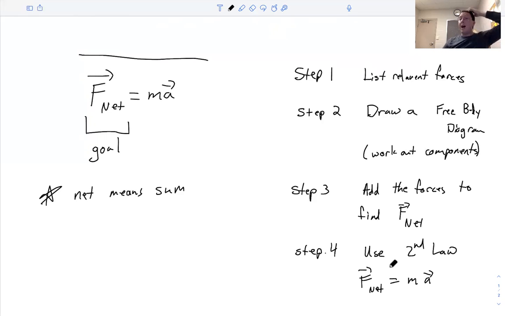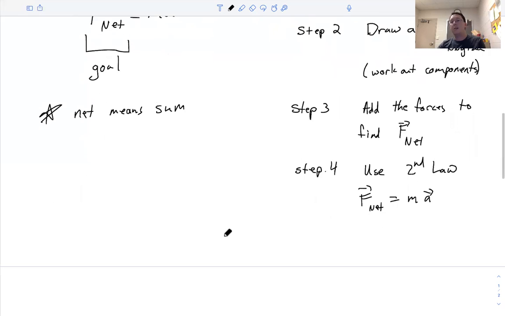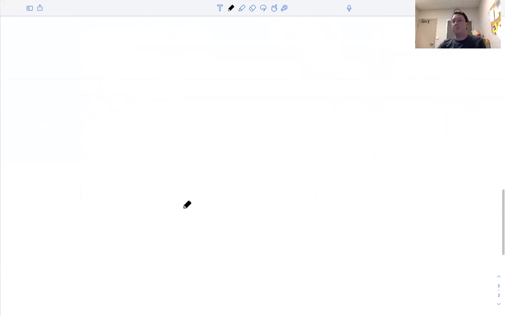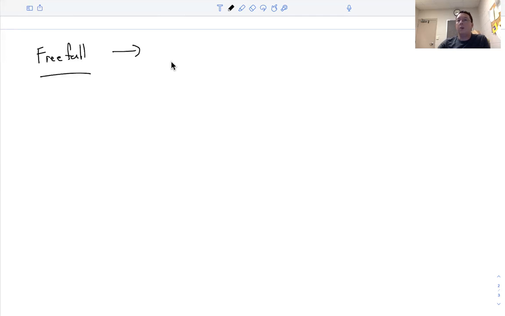Okay, so that is the basic process, and we will use it over and over and over. Really the same process for every scenario. Just got to be careful and work through all the relevant forces. So let's apply it to arguably the most important force problem in this course, a free fall example. In free fall, that means that only gravity is acting on an object.